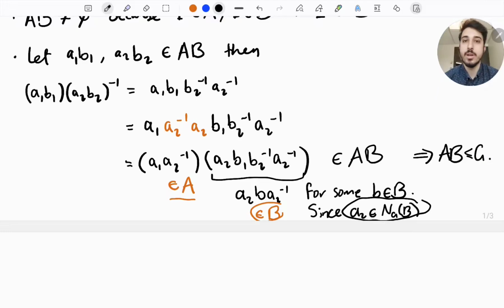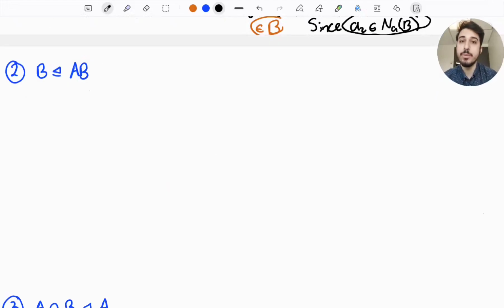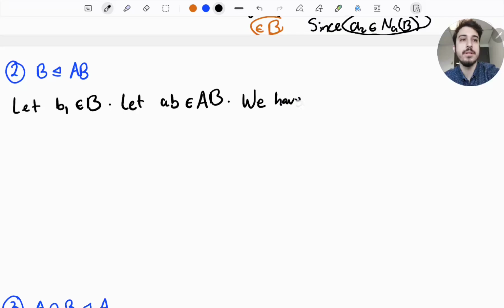Completing the first part of the proof. We would like to prove now that B is a normal subgroup of AB. To do that, recall that a normal subgroup is closed under conjugates. So this is exactly what we'll be calculating, the conjugate of an element b1 in B by some element ab in AB. We have that the conjugate looks like this.